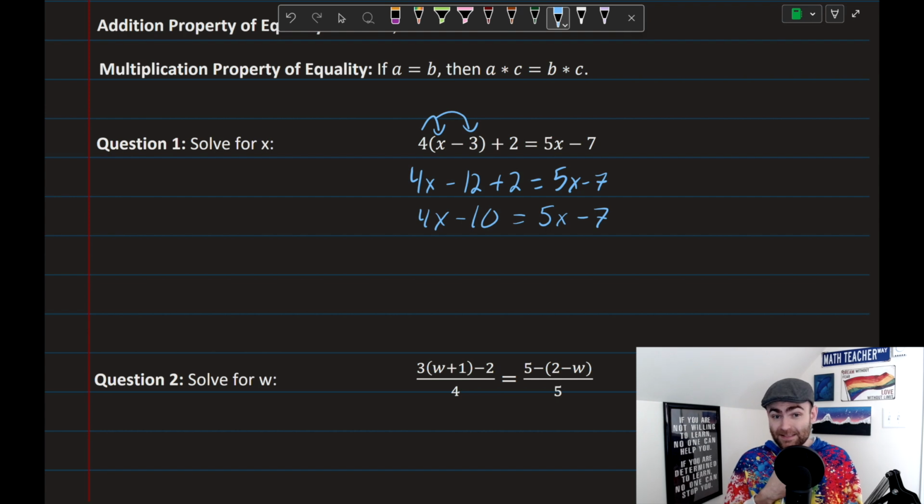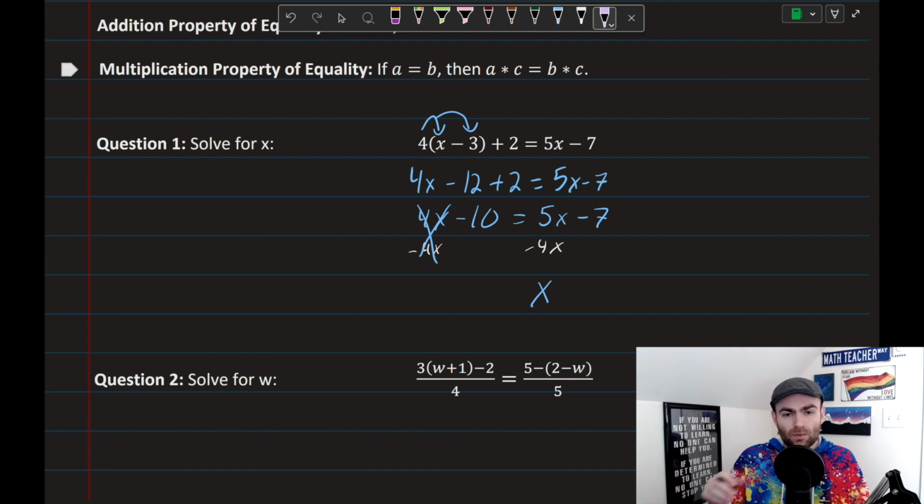Now personally, I like to keep my variables as positive as possible. So for me, I'm going to take away 4x from both sides. And I'm doing that in an effort to keep my x's positive. I could take away 5x, but I'd end up with a negative x on the left. This way I get a positive x on the right, and I'm a little bit happier about it. So this cancels. 4x take away 4x is 0. And then 5x take away 4x leaves me with 1x, or just x.